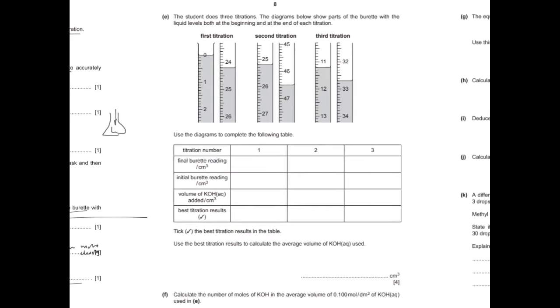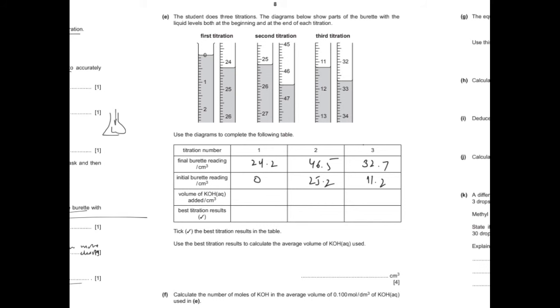So a student does 3 titrations. That is pretty easy. Titration 1, the initial reading is 0 and the final reading is 24.1. For experiment 2, the initial reading is 25.2 and the final reading is 46.5. Third titration, the initial reading is 11.2 and the final reading is 32.7.